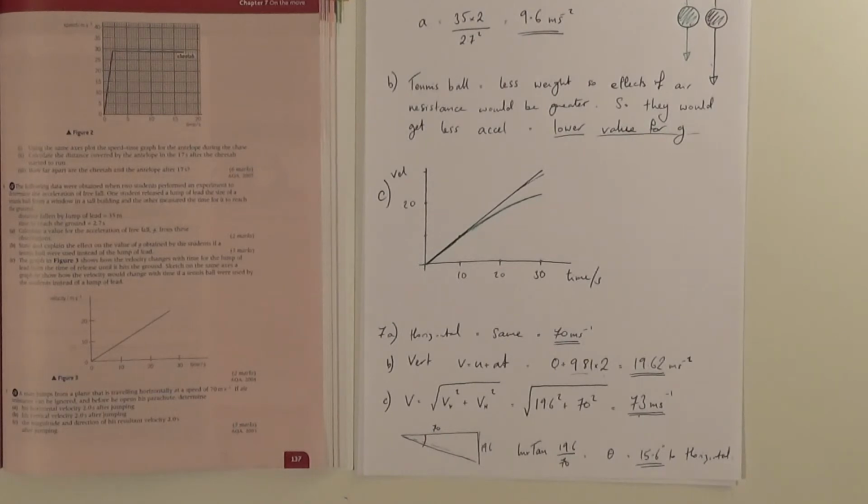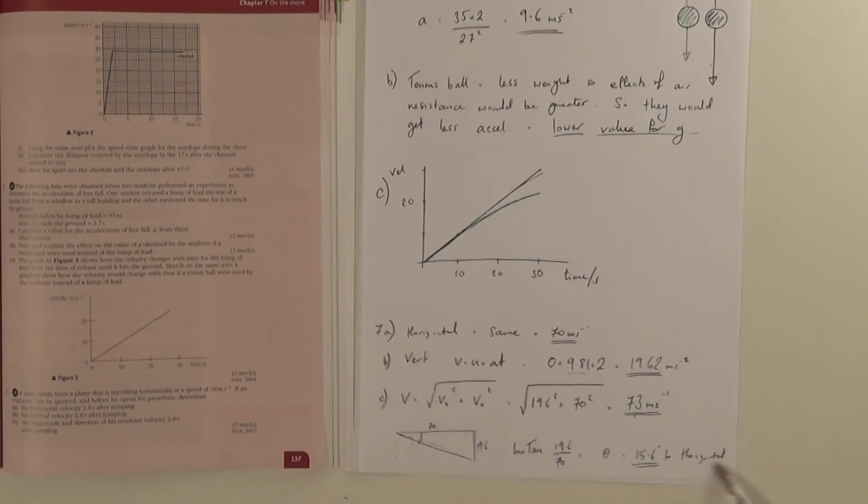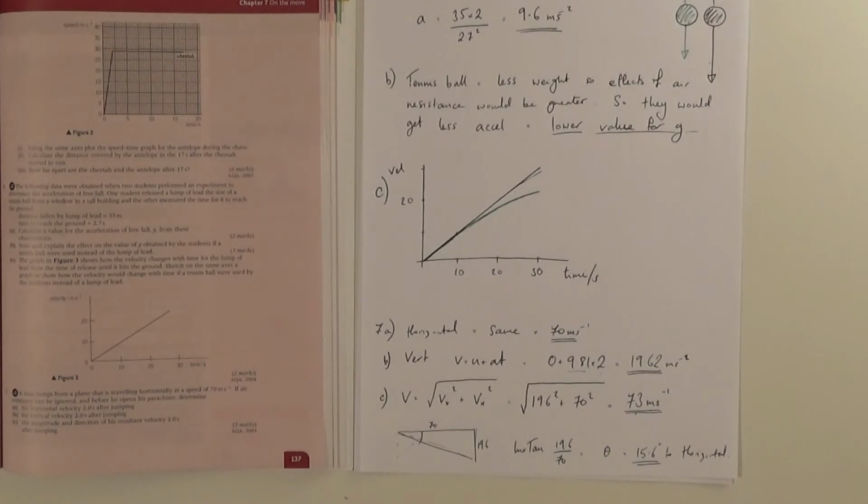Now you could have found an angle from the vertical, which would of course be 90 minus that, but it doesn't matter as long as you state the velocity and the direction to an angle against some reference, you'll get the marks for that one. Okie dokie, that is the last question for chapter 7 in the book, basically.